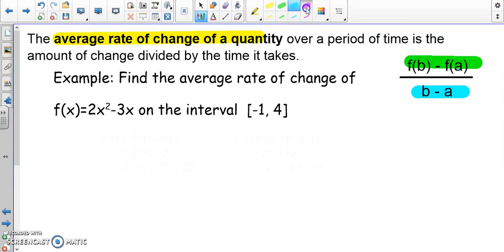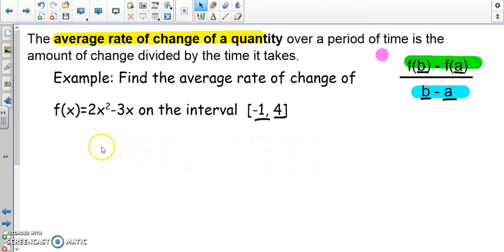And here we have two things. We have a b, and we have an a, right? And the b is our last number, and our a is our first number that's given in our interval. So here we have the equation 2x squared minus 3x, and that's what we're going to be doing.